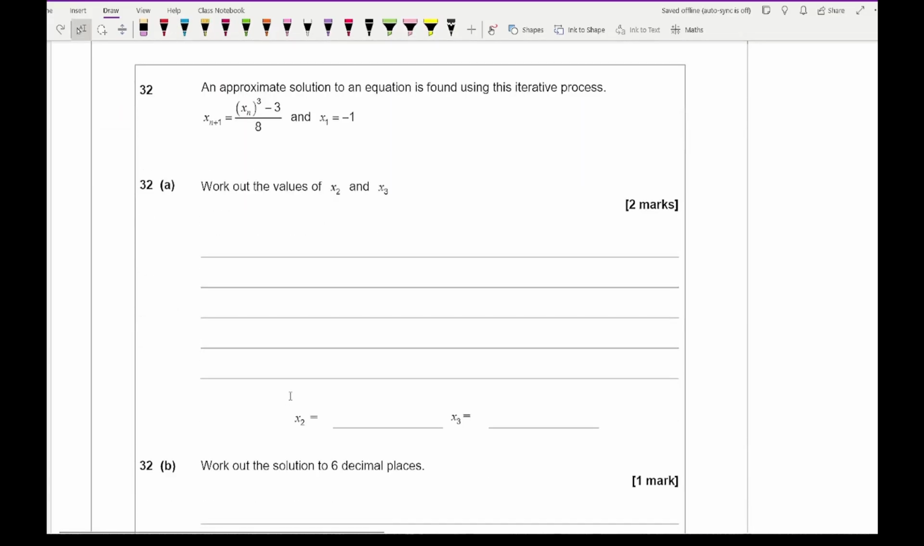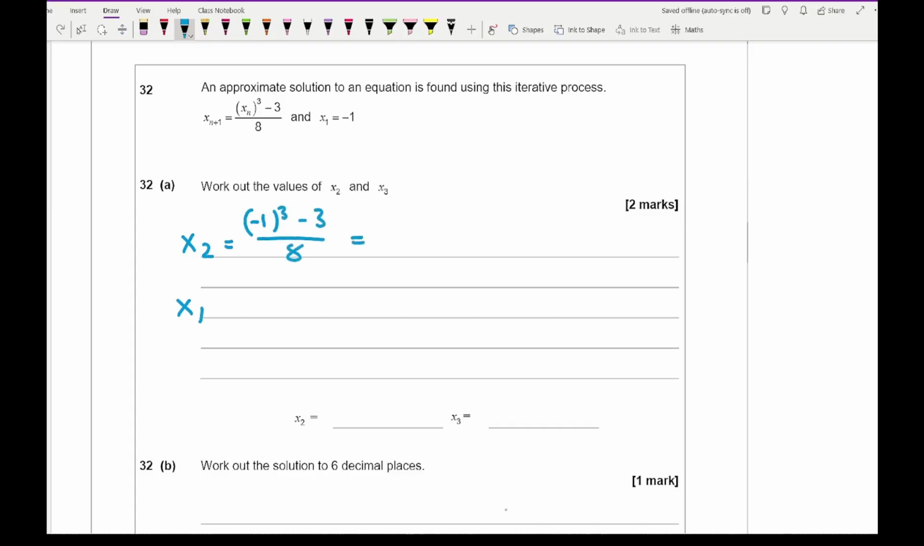Then moving on to question 32, it says an approximate solution to the equation of using the iterative process, and we've got our formula here. So using the calculator, let's work this out. So first of all, we want to work out the values of x2 and x1. Now for this, what I'll do is I'll start by substituting it in. So we've got minus 1 cubed minus 3 divided by 8.